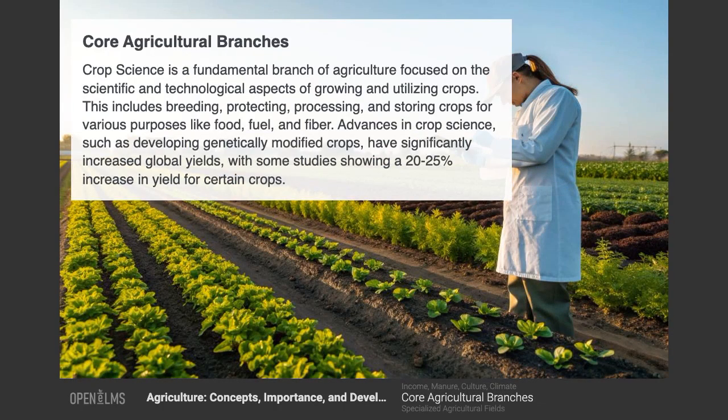Core agricultural branches. Crop science is a fundamental branch of agriculture focused on the scientific and technological aspects of growing and utilizing crops. This includes breeding, protecting, processing, and storing crops for various purposes like food, fuel, and fiber. Advances in crop science, such as developing genetically modified crops, have significantly increased global yields, with some studies showing a 20-25% increase in yield for certain crops.